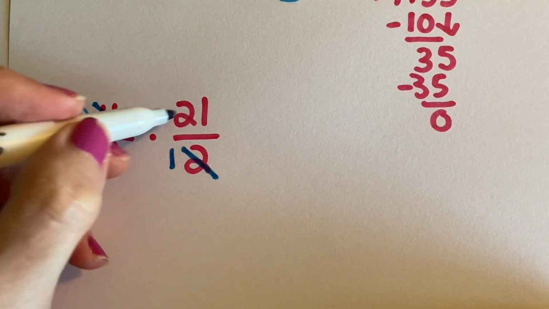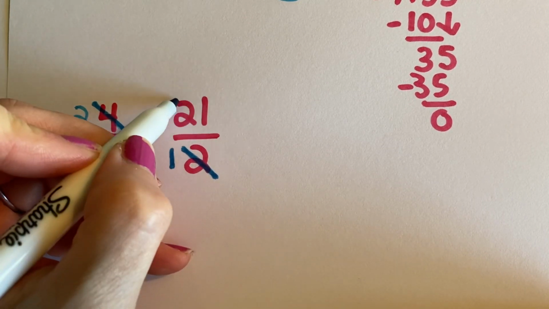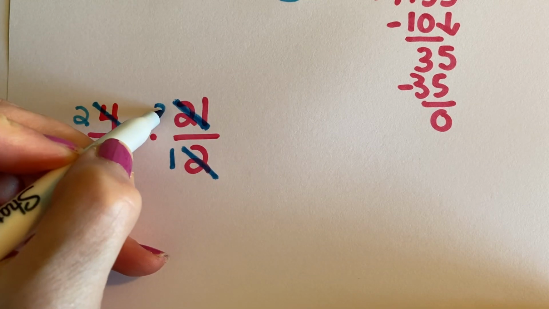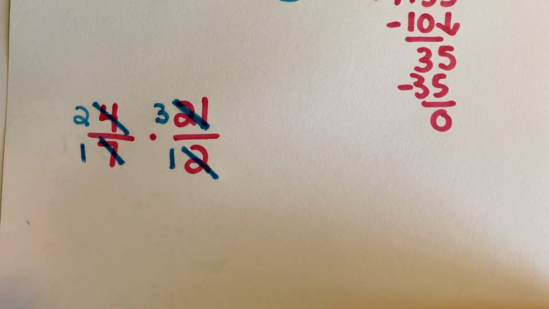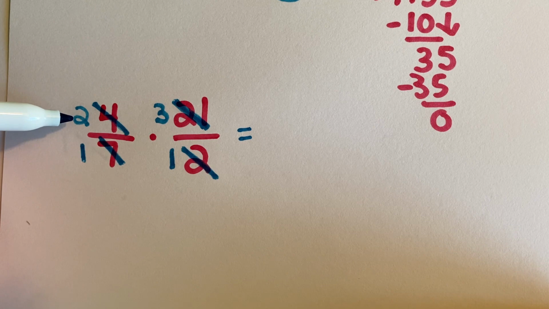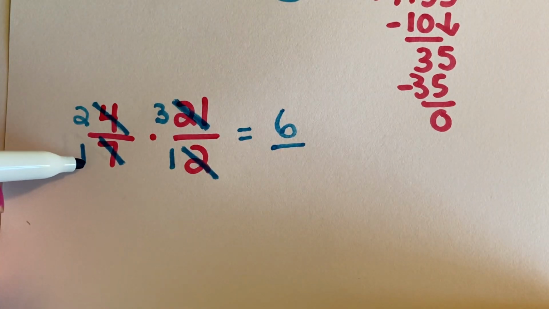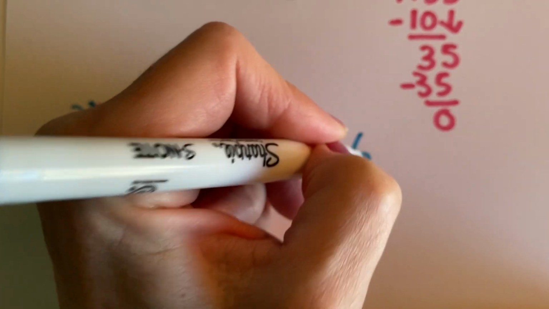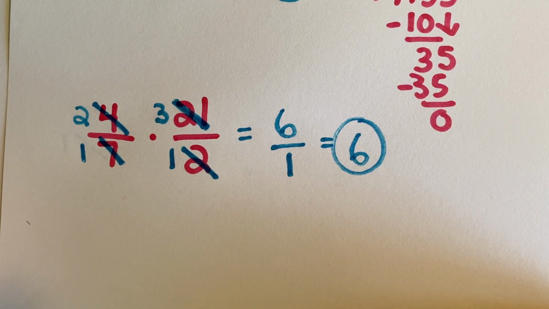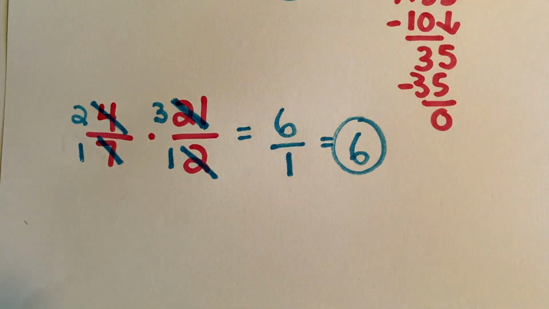Now let's look at this diagonal, 21 and 7. I can divide both of those by 7. 21 divided by 7 is 3. 7 divided by 7 is 1. Now look at how much easier this is. Let's multiply the numbers in blue. We'll zip it. 2 times 3 is 6. And 1 times 1 is 1. And 6 divided by 1, we can just say 6. Excellent. So easy.